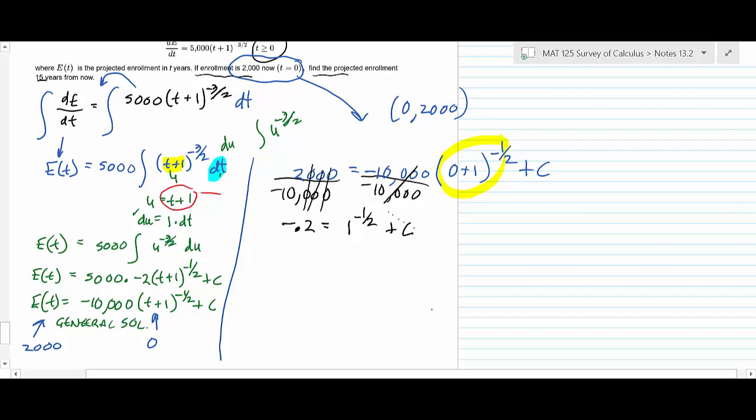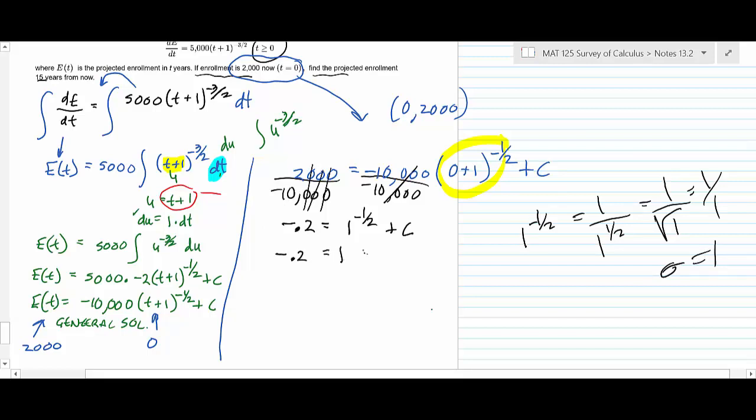Okay, because see what this piece is, if you have 1 to the negative 1/2, here's what it is. It's 1 over 1 to the 1/2. 1/2 is a square root, right? This is really 1 over square root of 1. So it's 1. The answer is that's equal to 1. Okay, so what you're going to have is negative 0.2 equals 1 plus c. Then you can subtract 1 from both sides of the equation. So you've got c. So if you do that, that would be negative 1.2 is what c is.